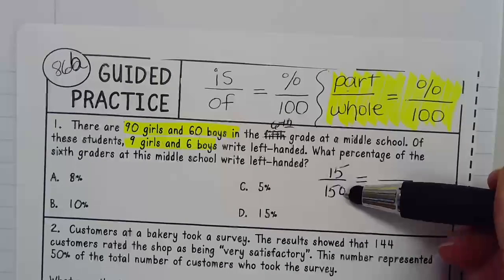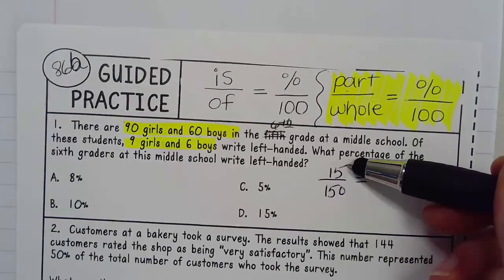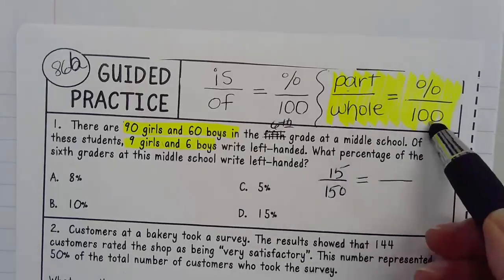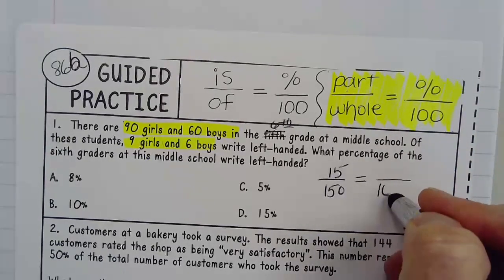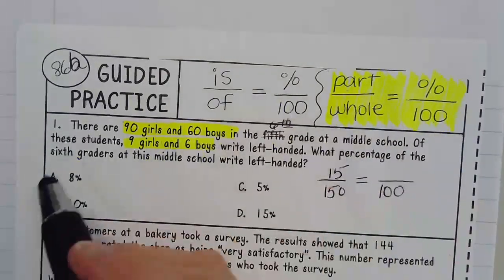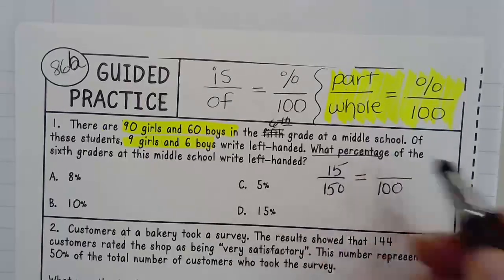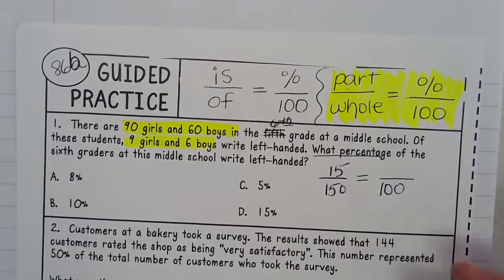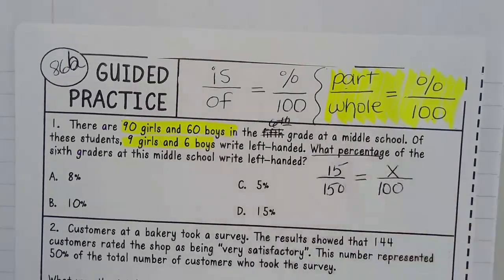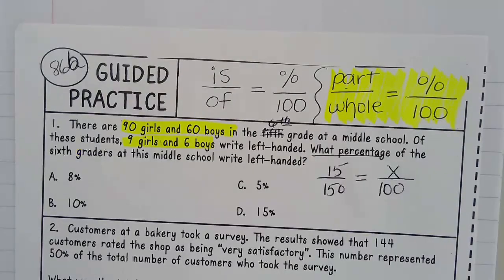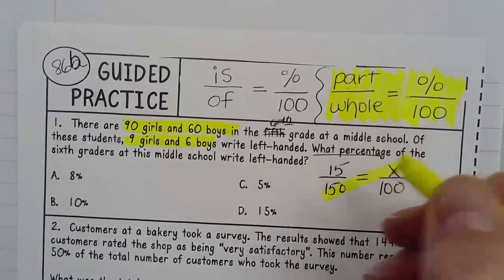So the whole group is 150. 15 of them are left-handed. The number 100 is always on the bottom. Do we know what percent that is? No, we don't. That's what we're trying to figure out. So what we don't know, we're going to put in X. Okay? We are going to, remember this?